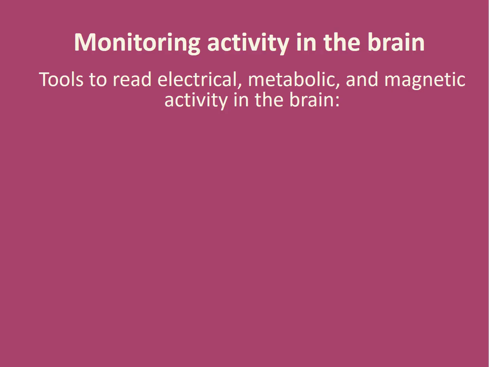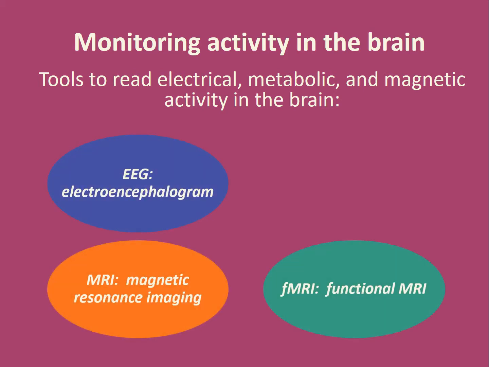So what do we use to study the brain in humans? We use four tools: EEG, electroencephalogram. These are the electrodes on your skull, on your scalp that measure brain activity.